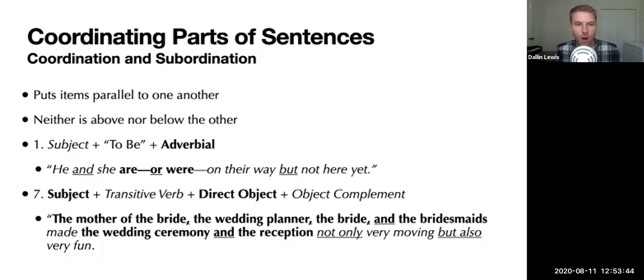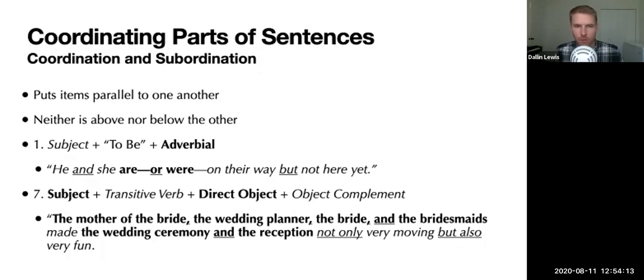He and she are or were on their way, but not here. Yeah, it's kind of an awkward sentence, actually. The subject of the sentence is he and she, both of them together. It's not he, it's not she, it's that phrase. The verb is are or were, and the adverbial is on their way, but not here yet. So that is a sentence pattern one type of sentence. Now, everything coordinated counts equally.